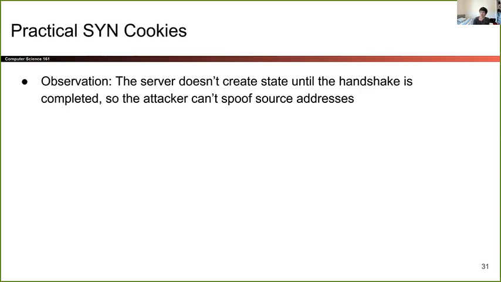The observation here is that because the server doesn't create state until the handshake is completed, the attacker has to complete the handshakes. This means that filtering becomes easier when you implement SYN cookies. I don't think I mentioned the name. The name of this defense is SYN cookies. Because now the attacker has to complete all of the handshakes in order to execute the DOS attack, we can more easily filter out the traffic coming from the attacker, because all of it will be coming from the same source address, because it all has to go back to the attacker if they want to execute this attack.